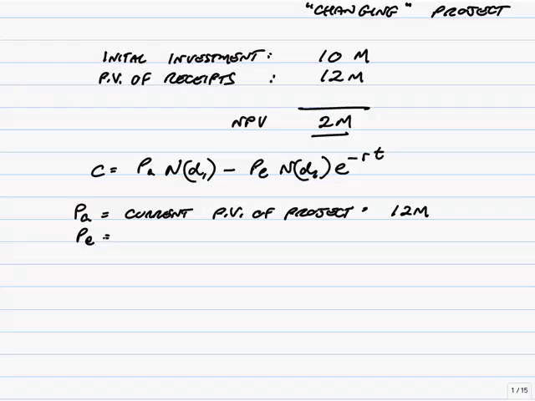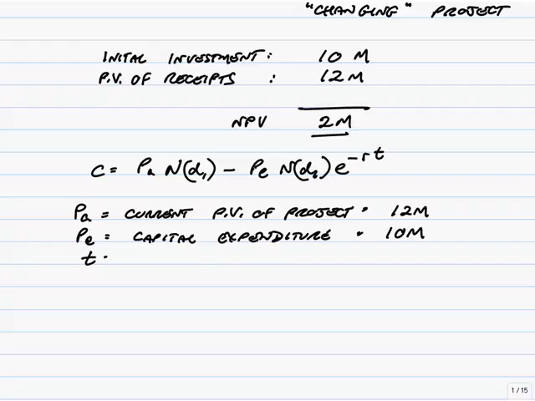PE is effectively the exercise price. Well, our exercise price, we're thinking of waiting 3 years, but the exercise price would be the investment, the capital expenditure, which is 10 million. So we're going to invest 10 million to get an expected 12 million. But of course, in 3 years' time, the value of the project may be higher, it may still be 12, it may be lower.